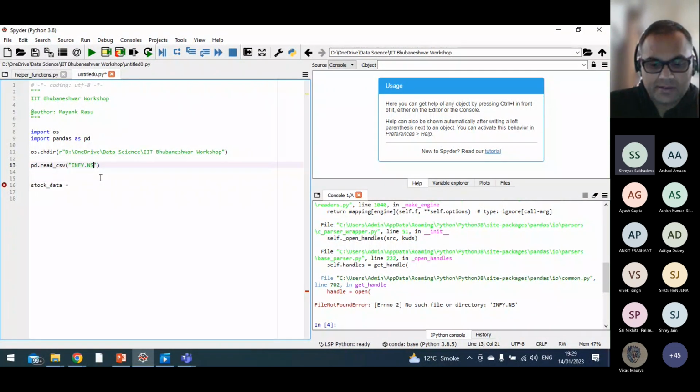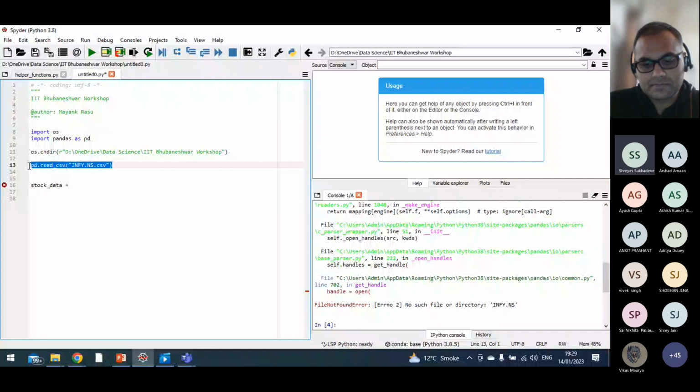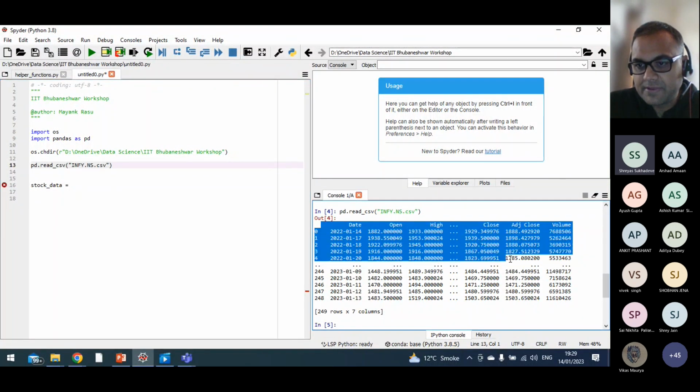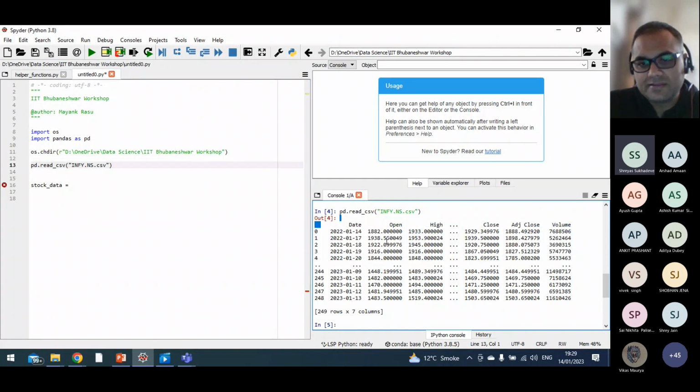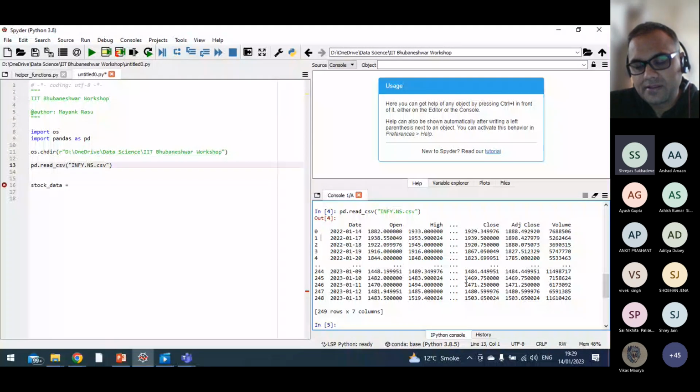Sorry, infi.ns.csv. Let me see if this is the name of the file. Yeah. Okay, so you can see that we have been able to get the same data. This is a data frame, but right now we are not storing it, and you would have to find a way to store it. And you see here that once you read it, pandas automatically assigns this 0, 1, 2, 3 index to our data.